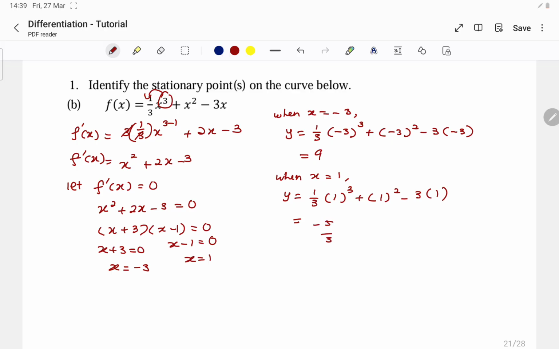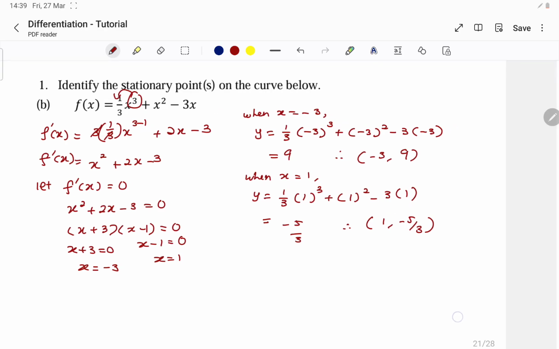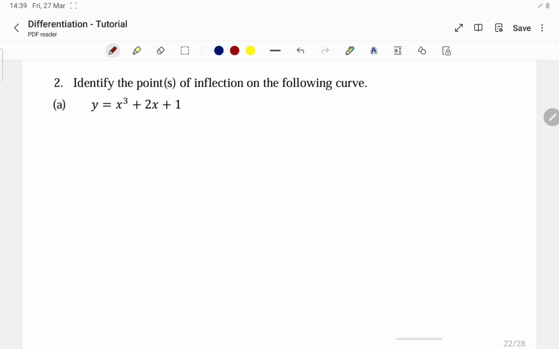So you get 2 points here. One is negative 3, negative 9. Another one is 1, negative 5 over 3. Okay, so that's it for question 1b. Now we proceed to the next question, which is 2a.